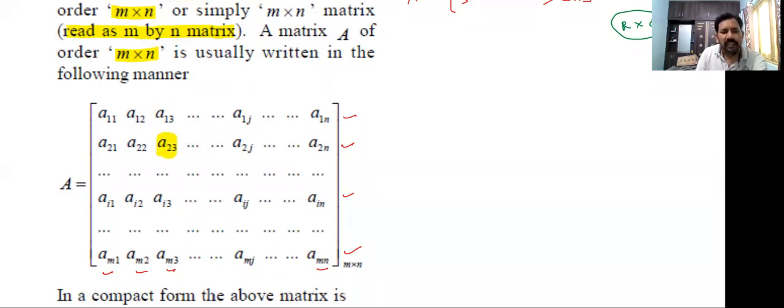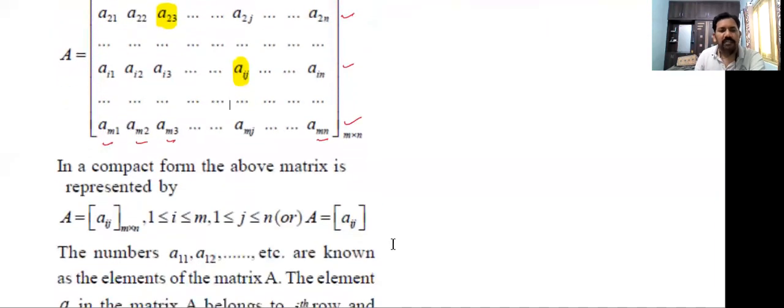A23 means the element A is in the second row, third column. Suppose A1n, that means first row, nth column. If Aij, this is the ith row, jth column element.